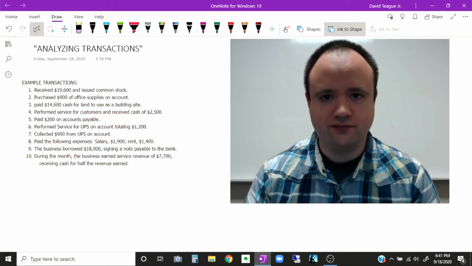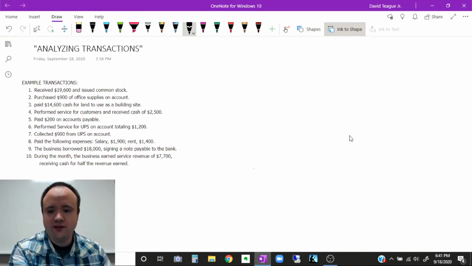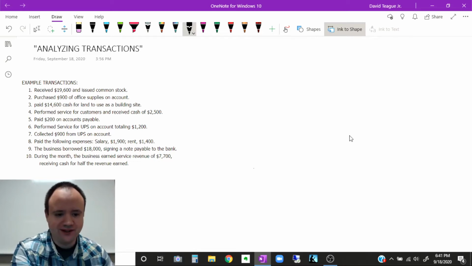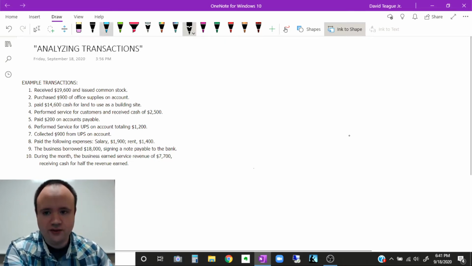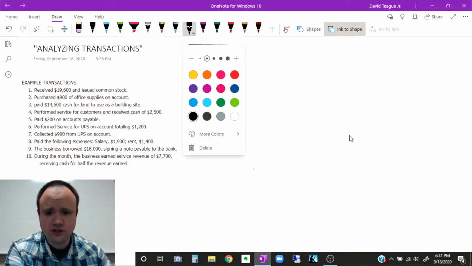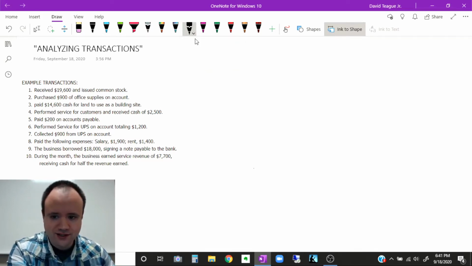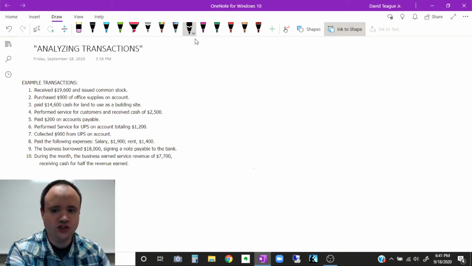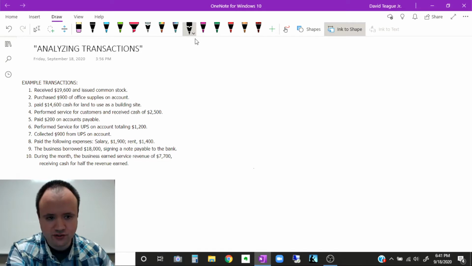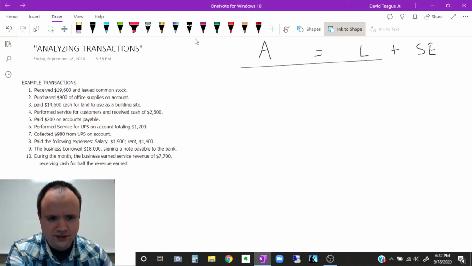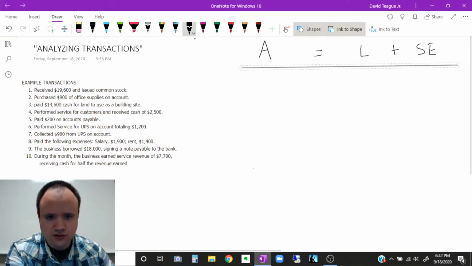So let's get started. Okay, so I've put myself in the bottom of the screen and hopefully I'm not blocking anything with my face, but I've got some space here to write out these journal entries. So I'm just going to go through this. Number one says received $19,600 and issued common stock. What does that mean? So let's talk about the accounting equation up here. Assets equals liabilities plus stockholders' equity. And we can try and draw a line to separate our transactions here. So let's do number one here.